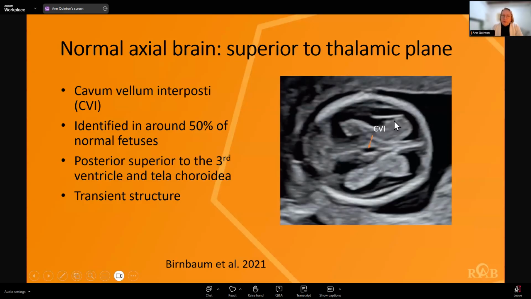But what we can see here is still the interhemispheric fissure. We can see the choroid plexus. They don't quite fill the brain as much as they do when you scan a little bit more superiorly. We can actually see some of the walls of the lateral ventricles here, and then we can see a little bit more of the cortex of the brain.